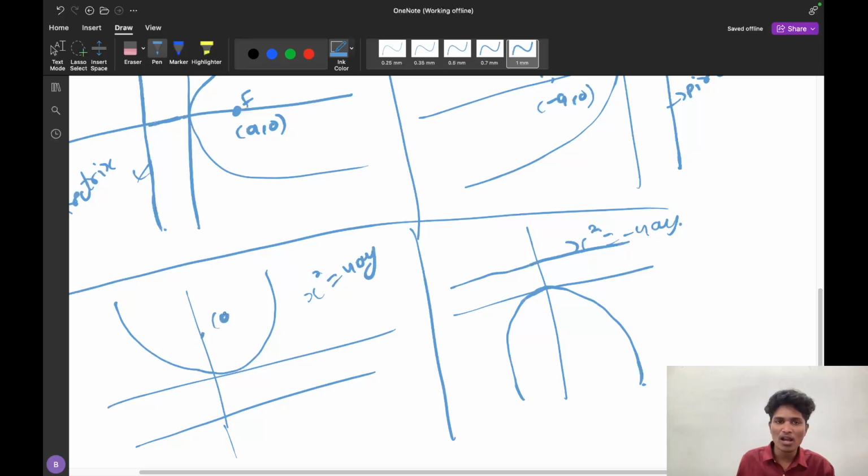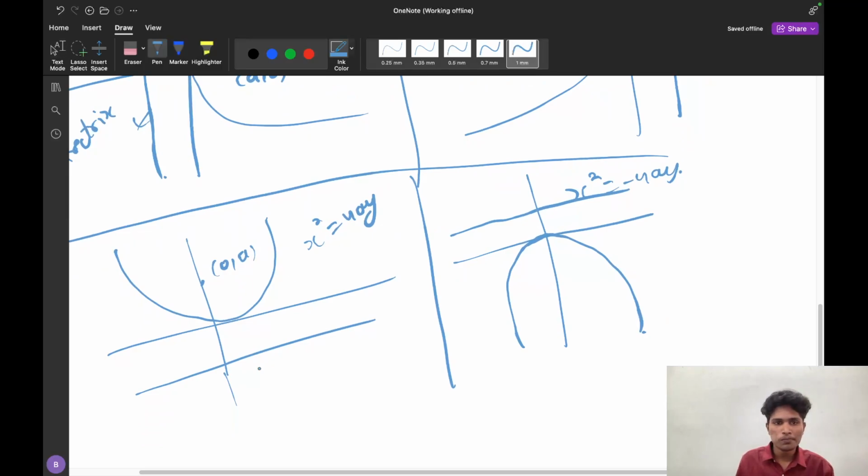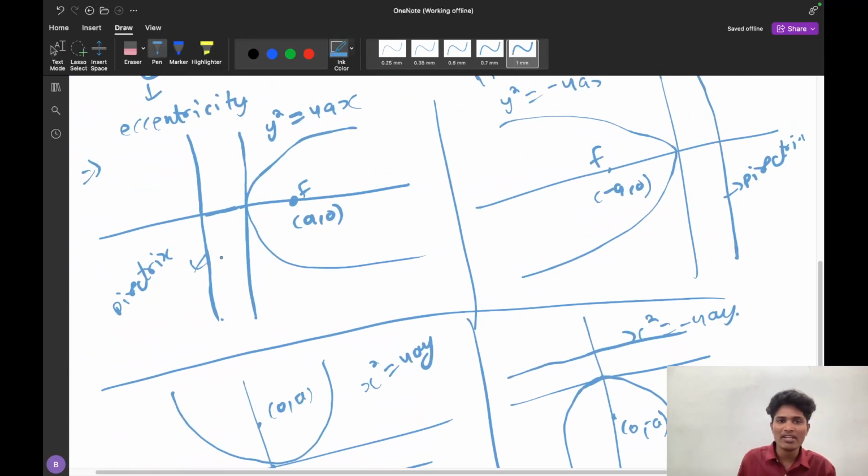and here the focus is 0 comma a, and here the focus is 0 comma minus a. Yes. And the directrix equation, very important. What is the directrix equation here?